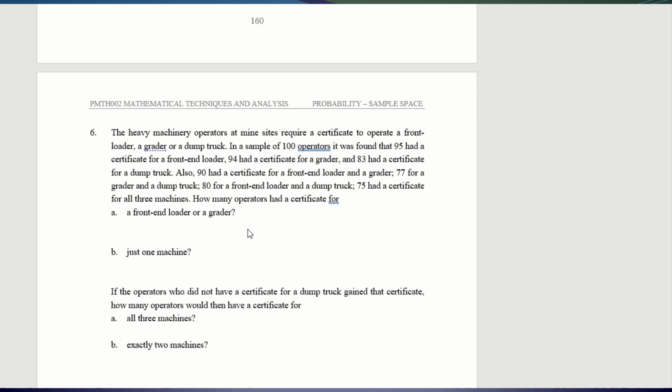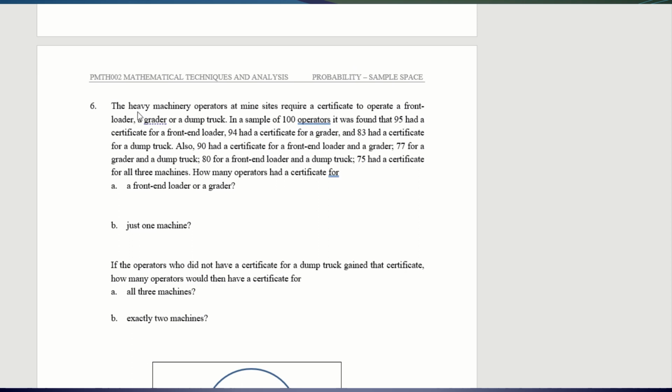Okay, let's look at number 6. The heavy machinery operators at mine sites require a certificate to operate a front loader, a grader, a dump truck. So 100, that means you pretty much know these are the things you need to highlight. Total is 100. So you know 95 is front end, that means the total for front end must be 95, 94 grader, 83 is dump truck. That should be the totals.